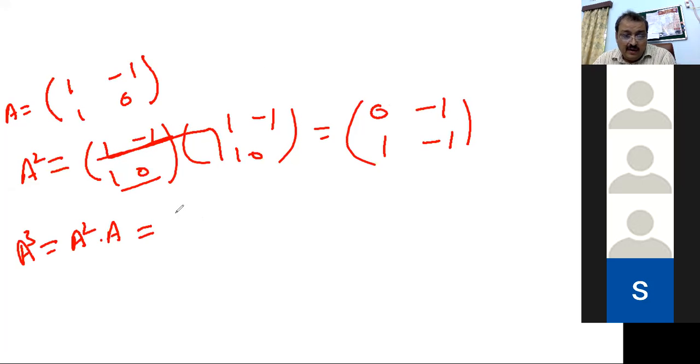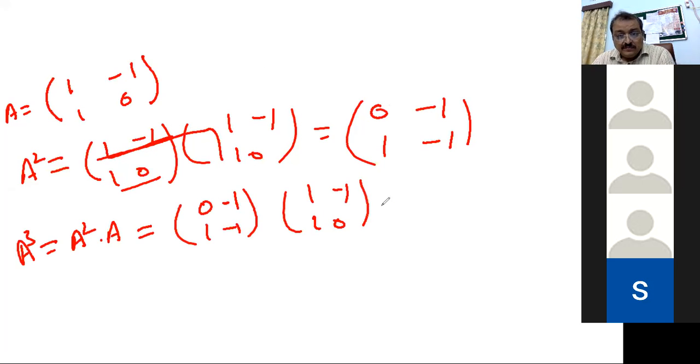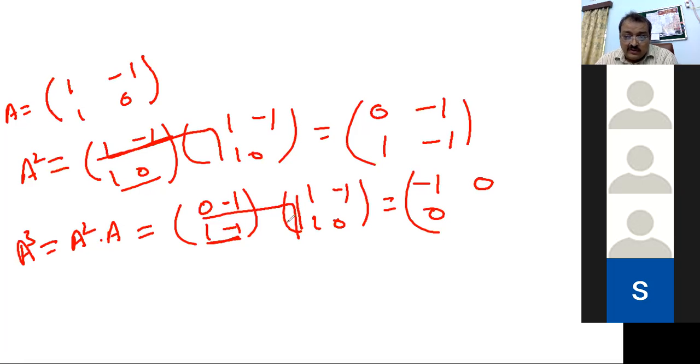So now you have [[0, -1], [1, -1]] times [[1, -1], [1, 0]]. Now again, this is -1, -1, and this is 0, 0. Now this is 0, and this is 0, -1. Okay, so I just say that this A cube is equal to -I.